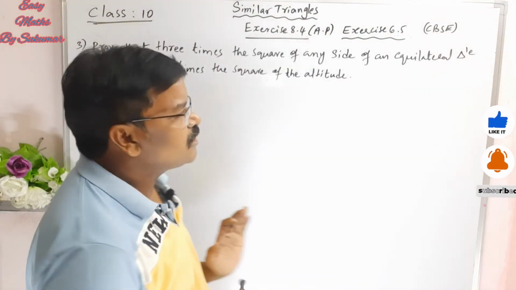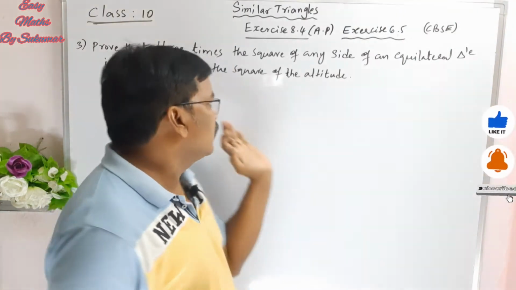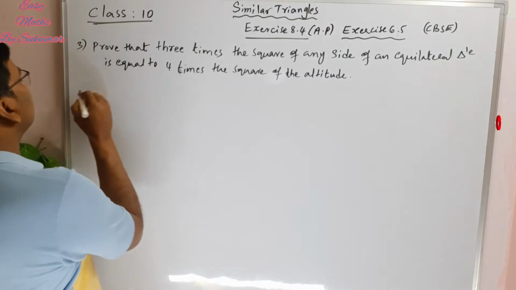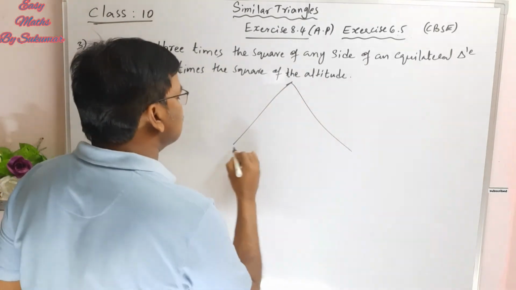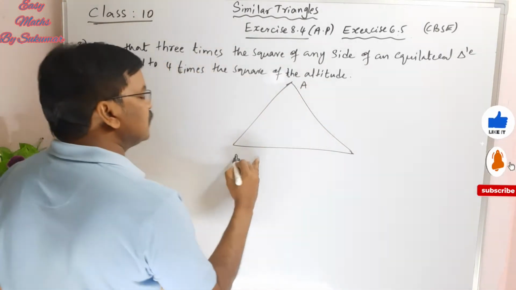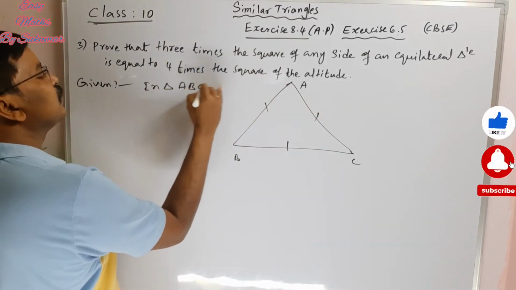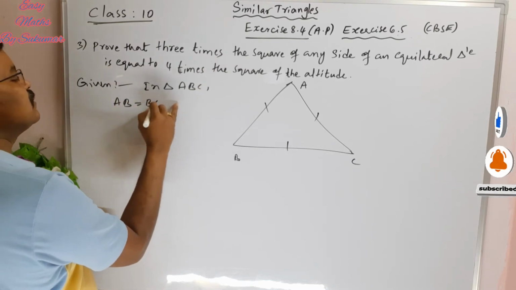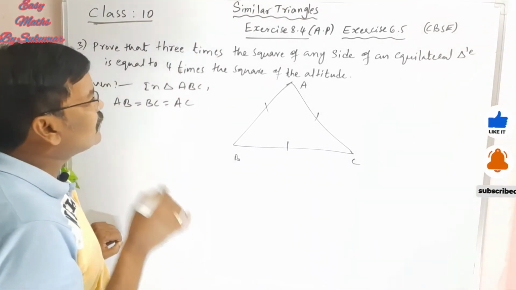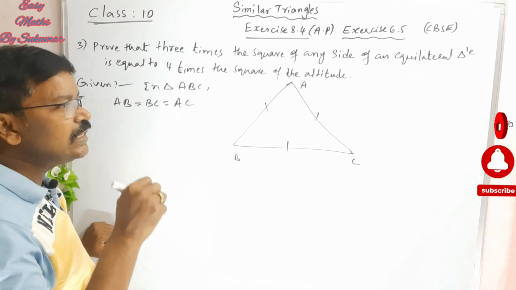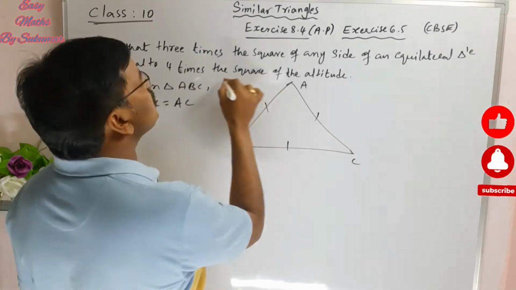3 times the square of any side of an equilateral triangle is equal to 4 times the square of its altitude. Okay, see here, what is given? Take the triangle. ABC is an equilateral triangle. In triangle ABC, AB, BC and AC are equal. Here what is given? 3 times the square of any side of an equilateral triangle is equal to 4 times the square of the altitude.